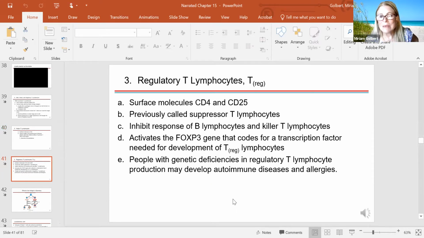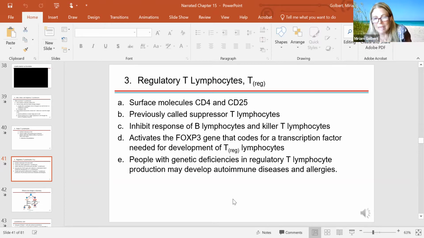And then the last type of T lymphocytes that we have are the regulatory T lymphocytes. They used to call them suppressors, but in very short explanation, once the infection has been taken care of, they will tell the T cells to slow down, go back. You don't need to keep killing cells. And so it's a way of regulating the immune response, right?